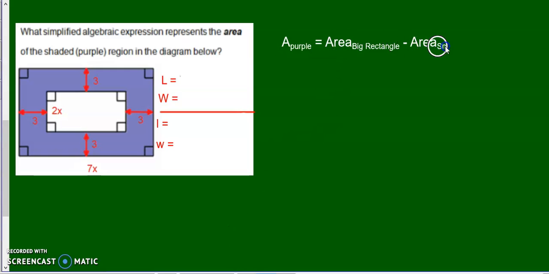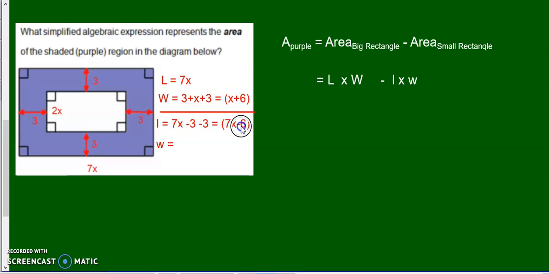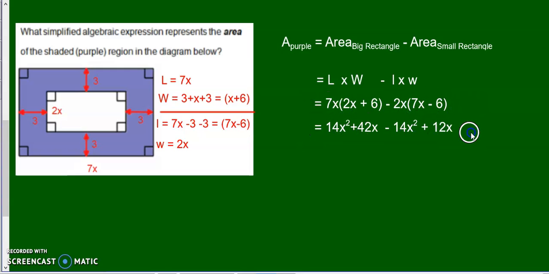So same thing: area of big minus area of small, length times width. So we have to find the length. 7x is given. The width is 3 plus x plus 3, very similar. And here we have to subtract 3 on each side. And the width is 2x. So plug all that back in. It's very similar to the previous one. How did you do on this problem?